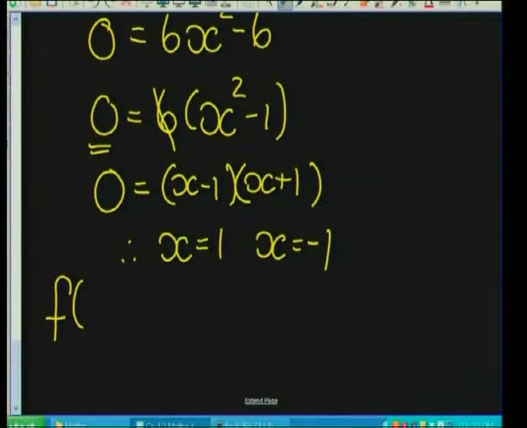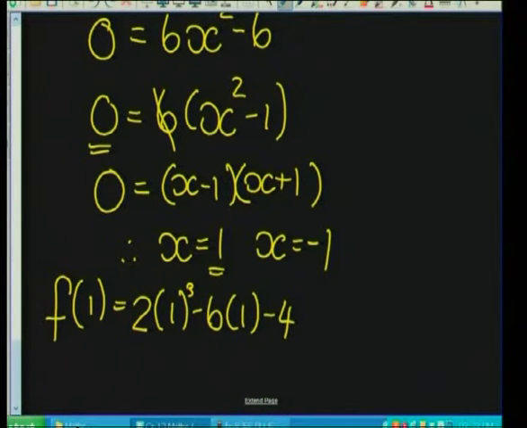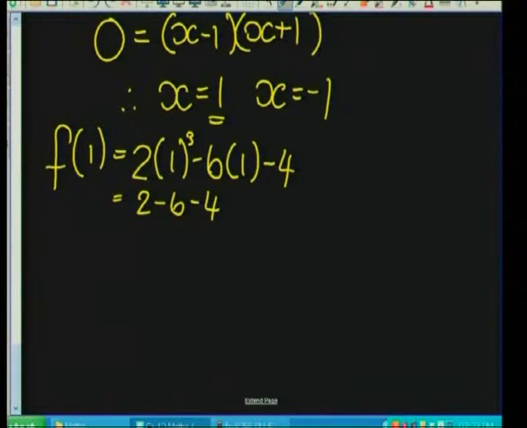Now remember, coordinates are always going to have an x value and a y value. So we're not done with the turning points just yet. We need to take those x values, substitute them back into the original equation and work out what the y value is of each of those turning points. So first, let's take f of 1. Back into our original equation, instead of x, I'm substituting it with 1, so 2x cubed minus 6 times 1 minus 4, and we are landing up with 2 minus 6 minus 4, and what are we getting there? We're getting negative 8. That's the one turning point.